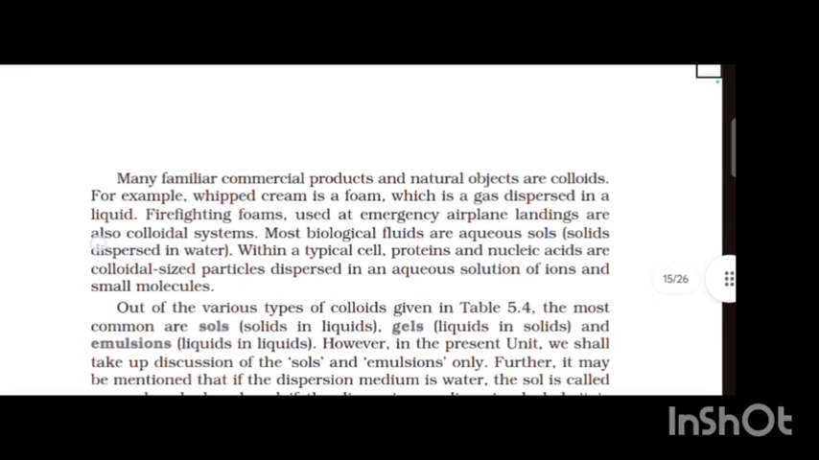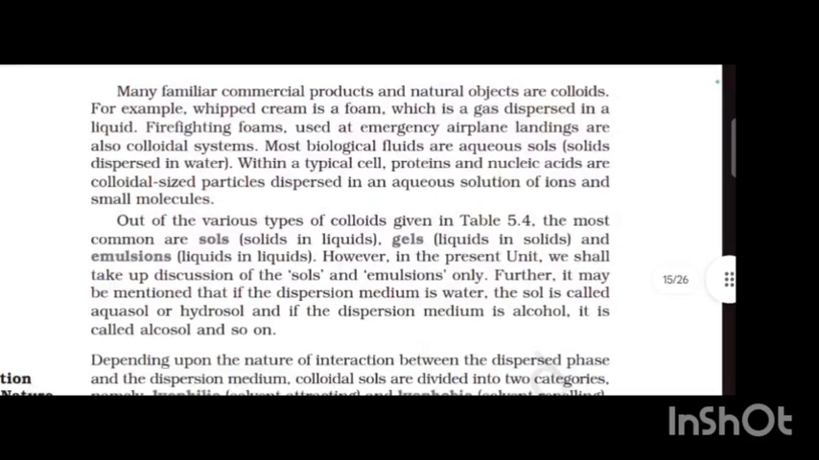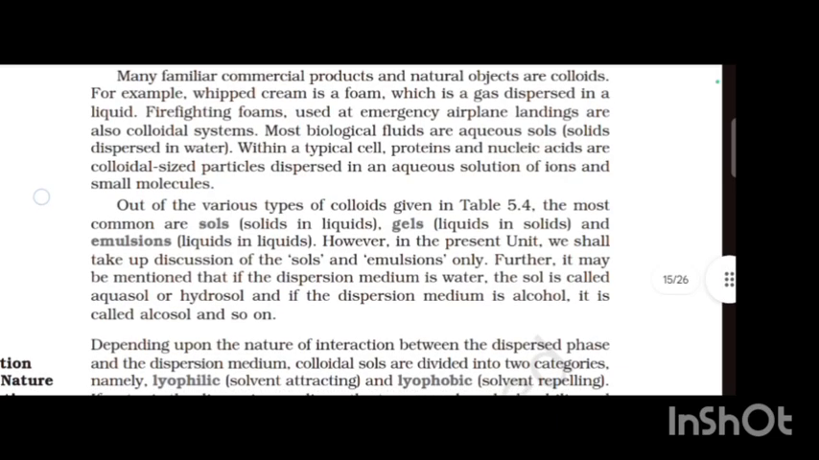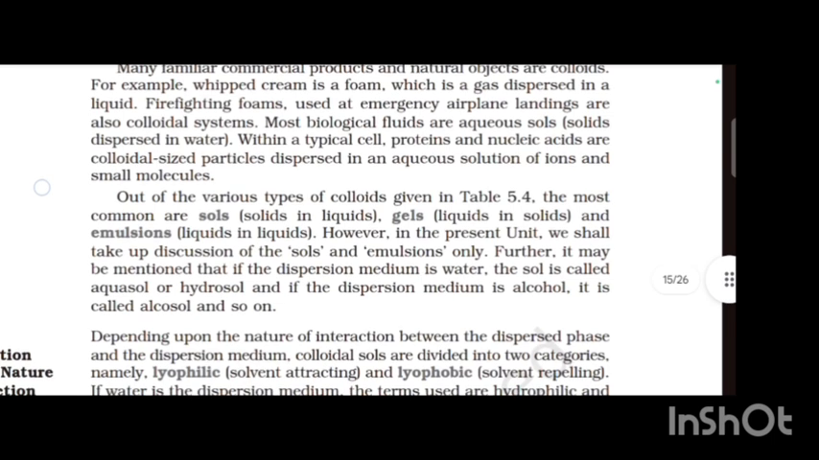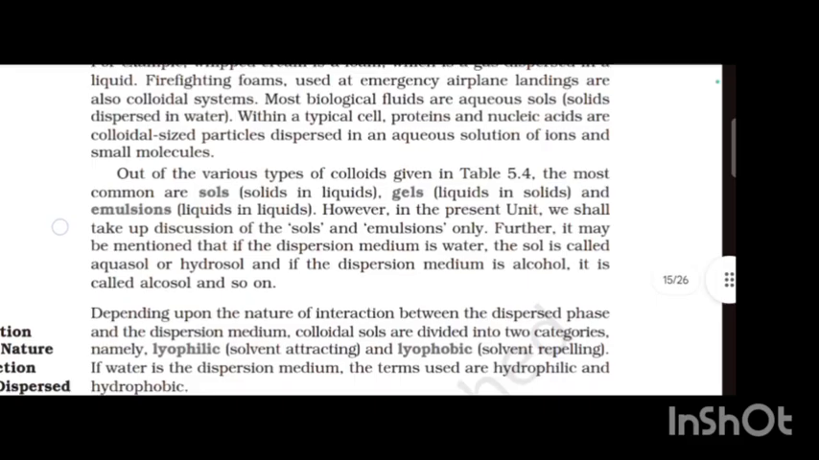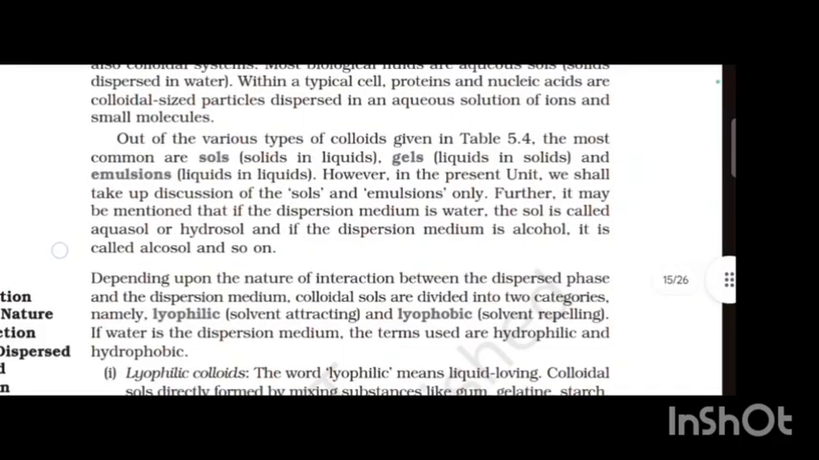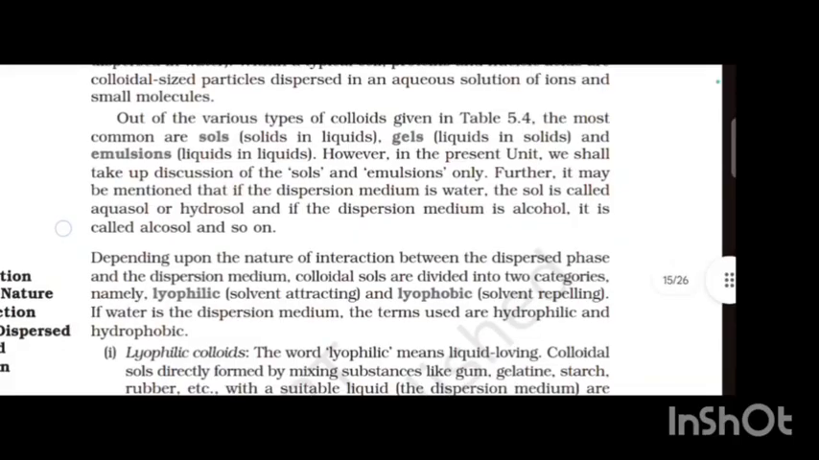Many familiar commercial products and natural objects are colloids. For example, whipped cream is a foam, which is a gas dispersed in a liquid. Firefighting foams used at emergency airplane landings are also colloidal systems. Most biological fluids are aqueous, with solids dispersed in water. Within a typical cell, proteins and nucleic acids are colloidal-sized particles dispersed in an aqueous solution of ions and small molecules.